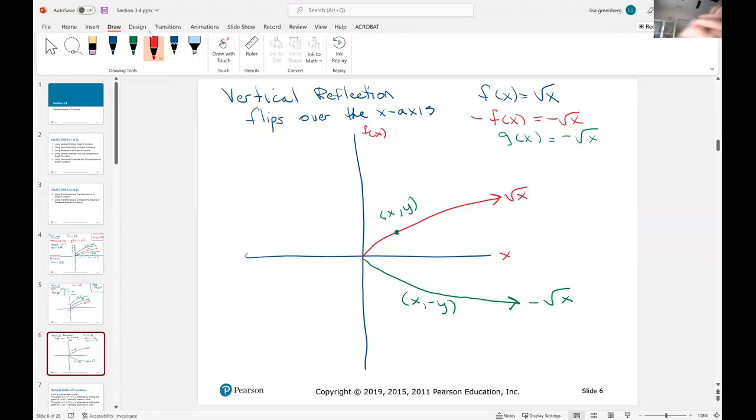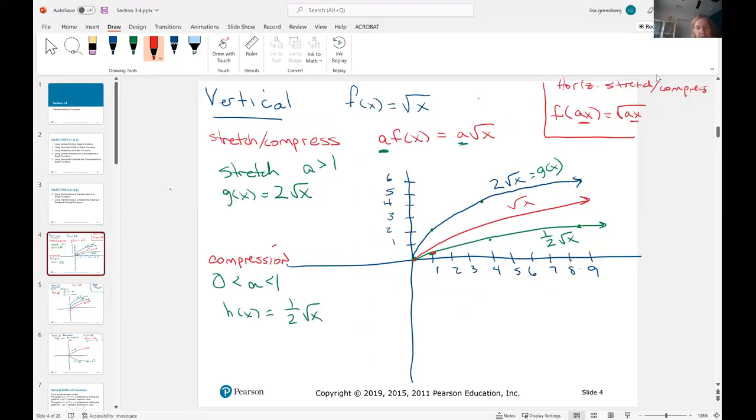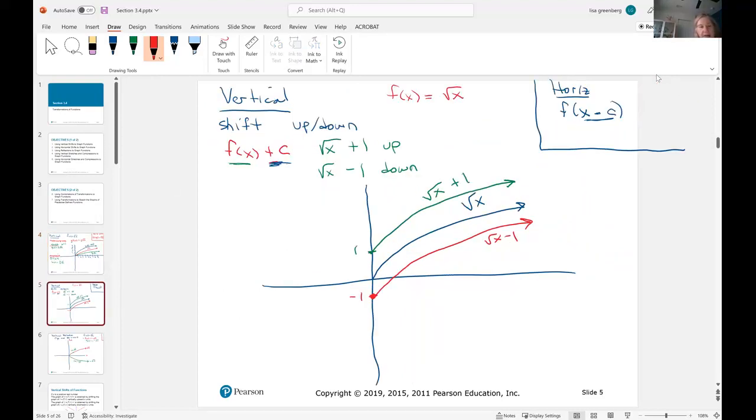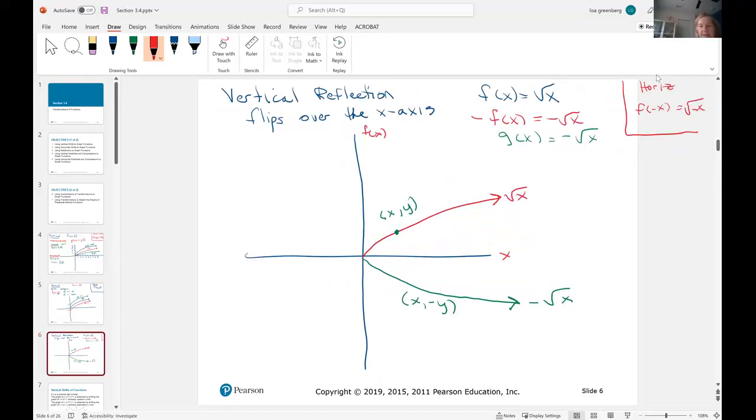And just so I complete it exactly the same way, horizontally, the graph would be f of minus x, which is equal to the square root of minus x. Okay, and we'll do that actually now. So these are all our vertical. We have stretch or compress. So this one stretches, this one compresses, depending on what a is. These shift up or down, again, depending on what c is. And this just flips over the x-axis whenever it's negative.